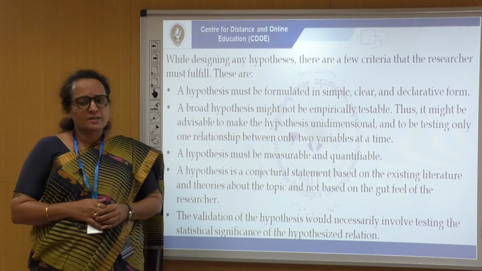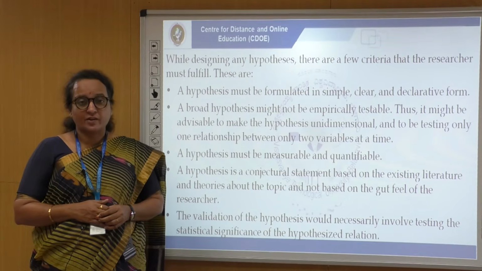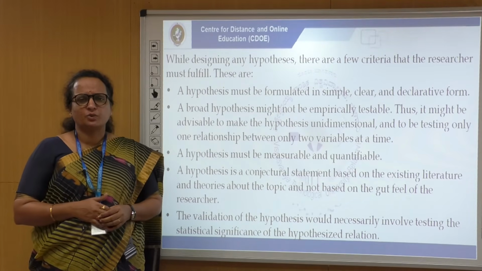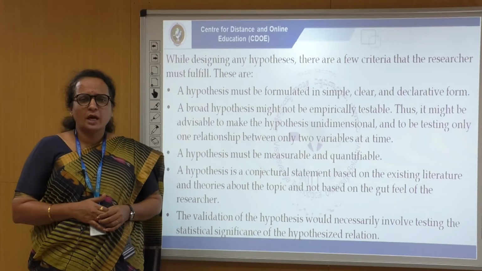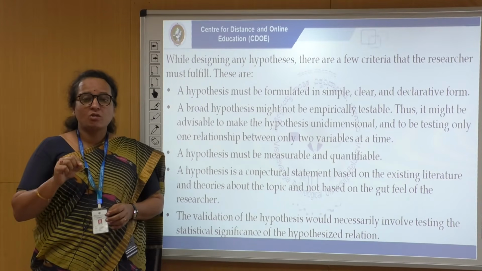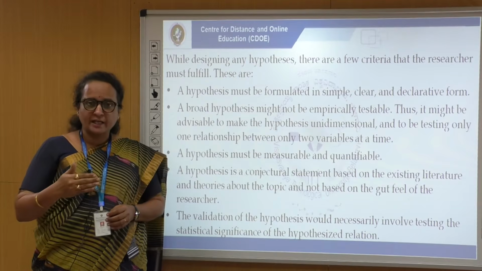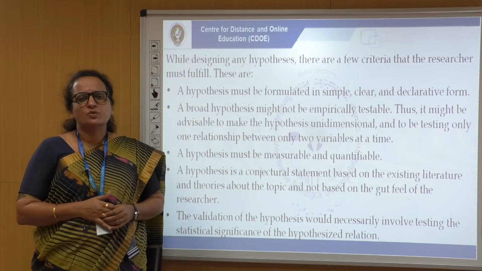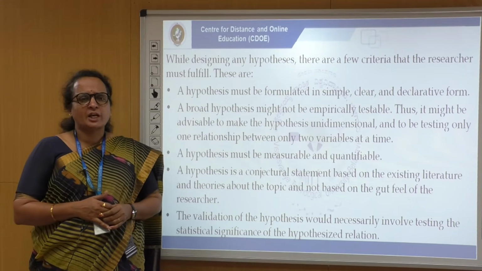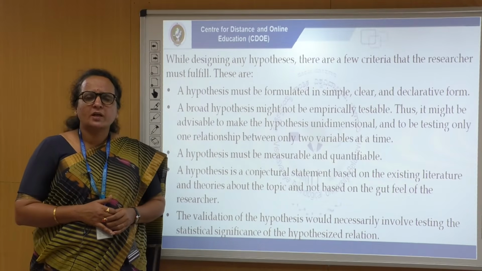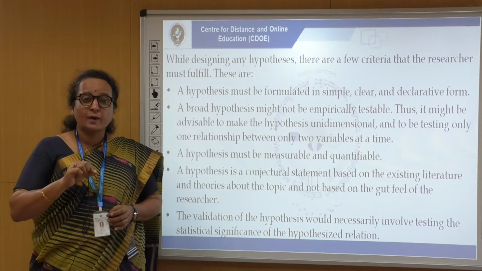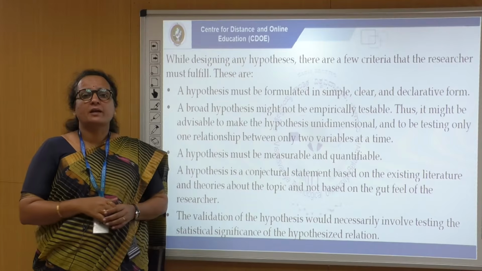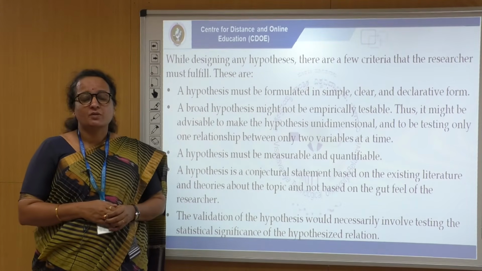A hypothesis is a conjectural statement based on existing literature and theories. Whenever you are stating the hypothesis, the researcher will assume and state it, but it is not always true. A good hypothesis is one which is based on existing literature and theories. For example, a sales manager assumed that sales are declining because of lack of advertising. If this is stated as a hypothesis, it cannot be a perfect hypothesis unless it is supported by existing literature. There must be enough literature to support this hypothesis. Only then can you make it a tentative assumption for the research problem.